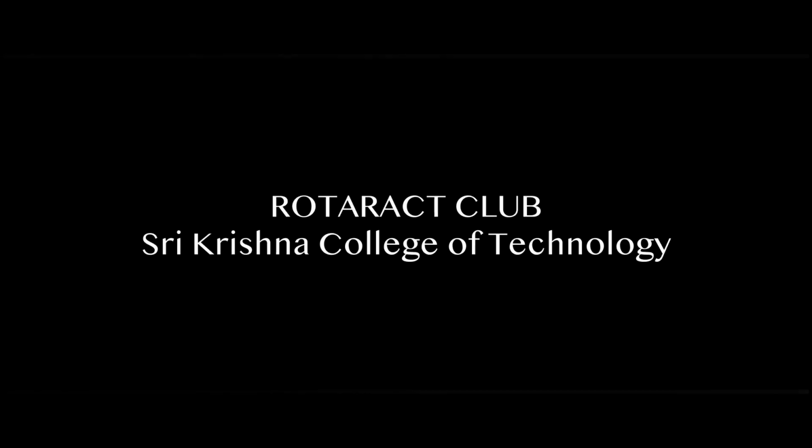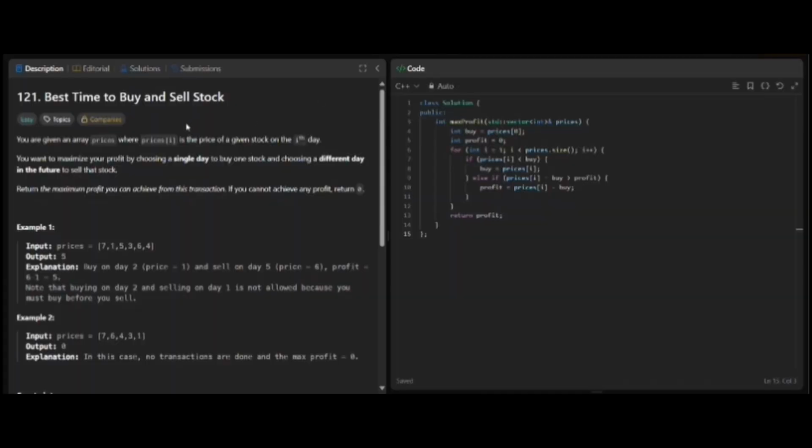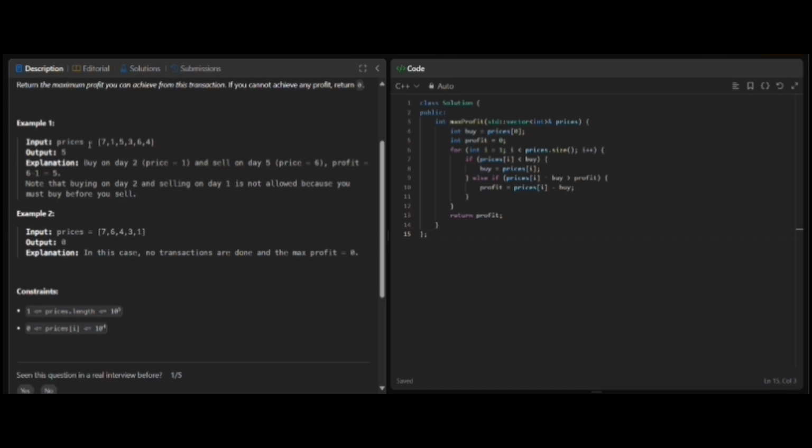Today for the LeetCode problem, we are going to be seeing an easy level problem titled Best Time to Buy and Sell Stock. So in this problem, we are given an array prices, and prices[i] represents the price of that stock on a particular day i. We are allowed to buy that stock once and then sell that stock later. You buy the stock on one day and sell it on another day, not on the same day. So now let's see the input and output.